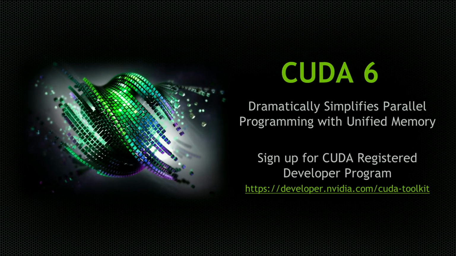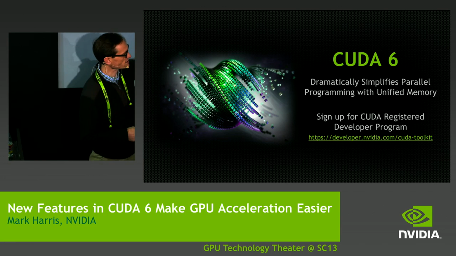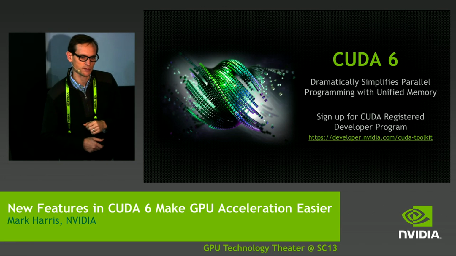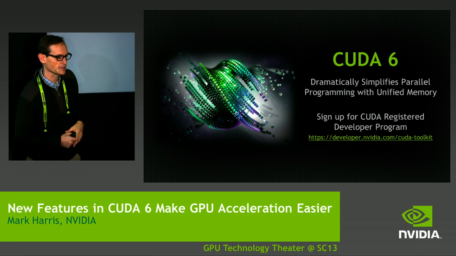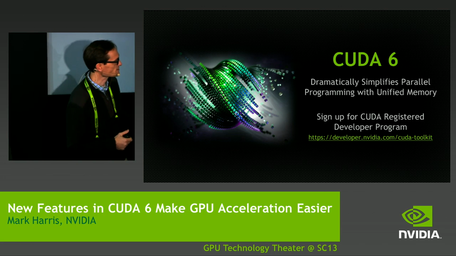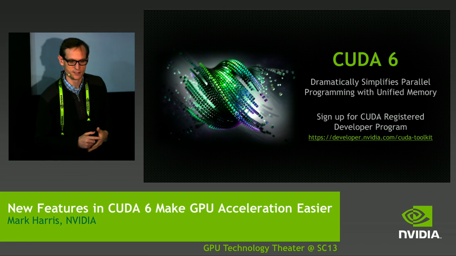So that's it for my overview of CUDA 6. I hope I've shown you some of the ways that it makes parallel programming easier, especially unified memory. If you are interested in getting early access to CUDA 6, we'll have a release candidate, and you can be notified of that release candidate and have early access to it if you sign up for our CUDA Registered Developer Program. That program has other benefits, such as access to some other early access programs and the ability to file bugs directly and things like that.